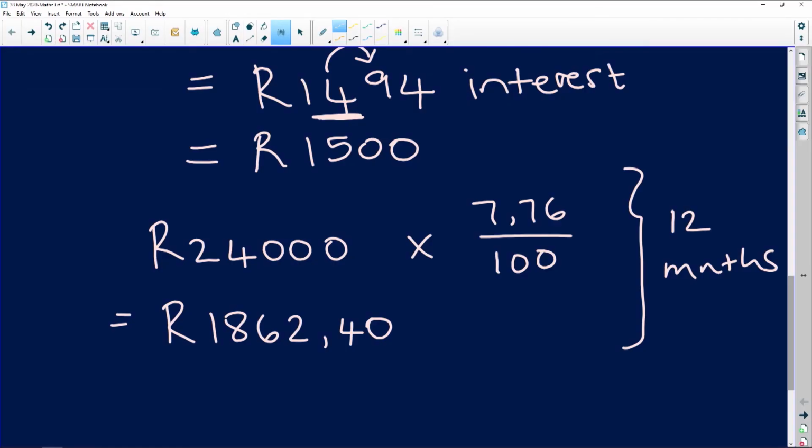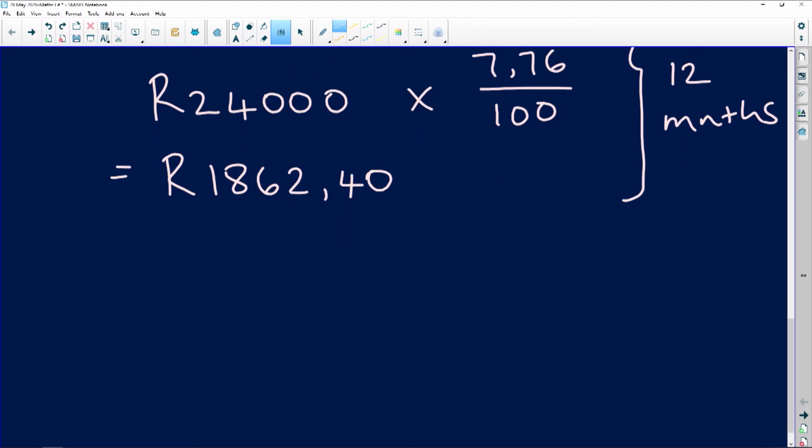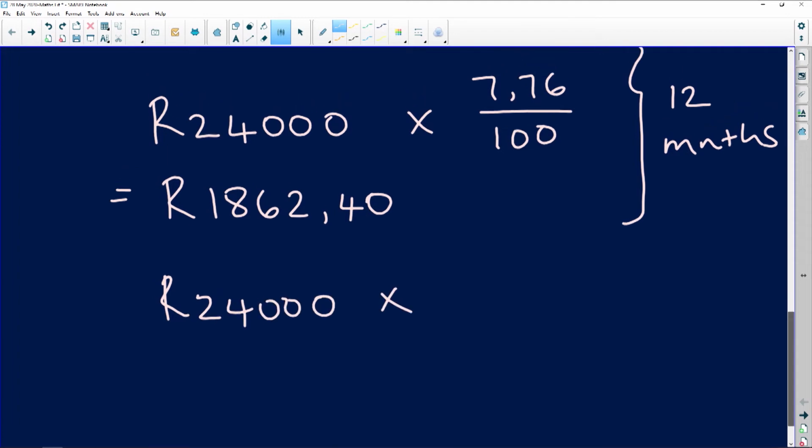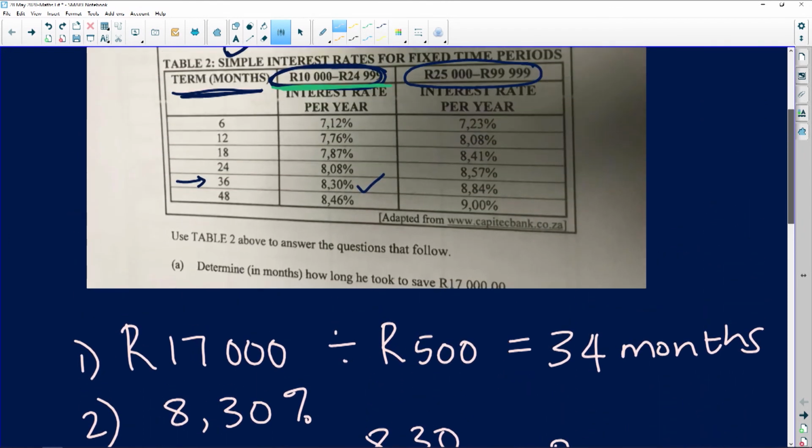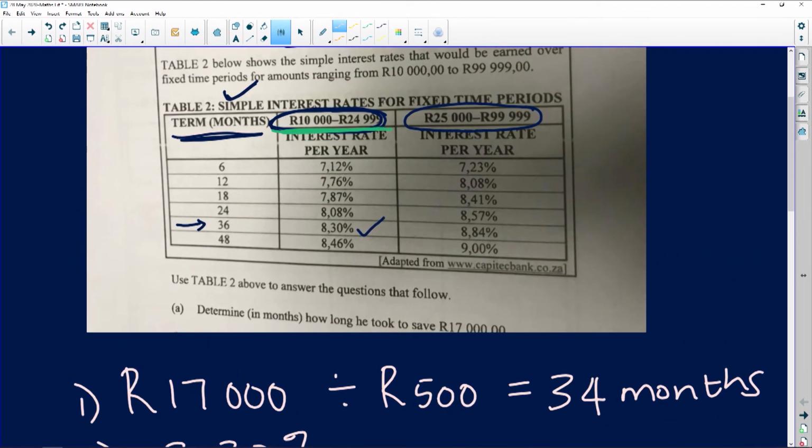We want to compare this with the 24 months, to see if this person is going to be getting more if they invest this amount of money for 24 months. 24,000. Let's go see the interest rate for the 24 months. 24 months is going to be 8.08. Let me just circle that for you. A little tick maybe. 8.08%.